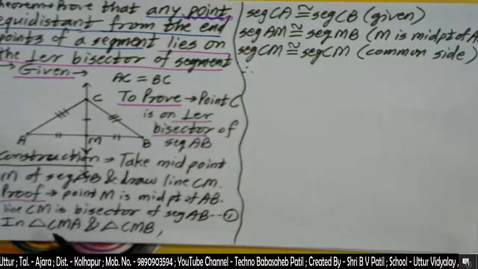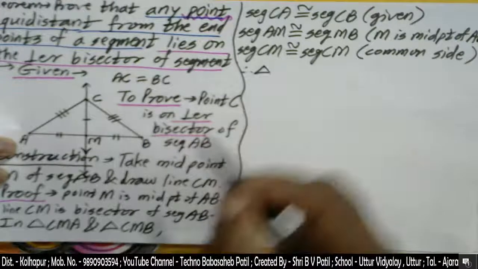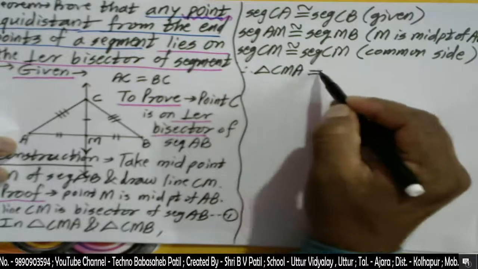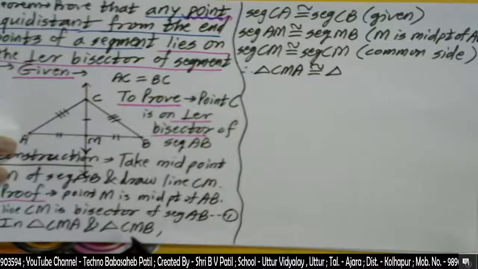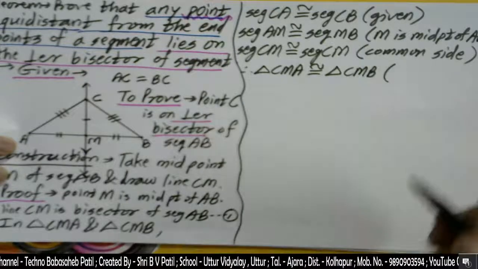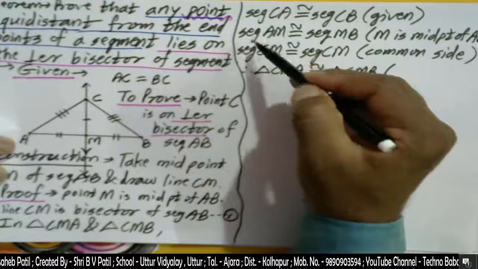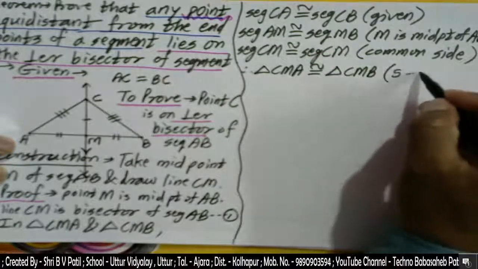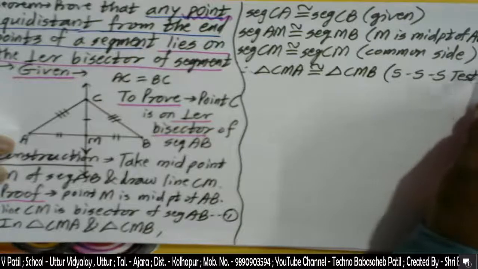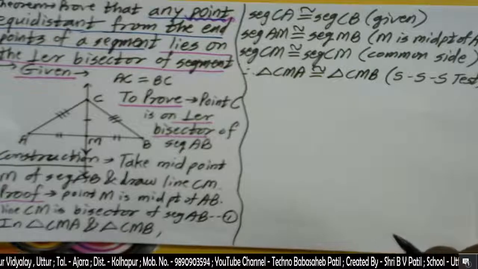Then we can say that the two triangles are congruent, that is triangle CMA is congruent to triangle CMB, and the reason is side-side-side, the SSS test. Yes, good answer given here.